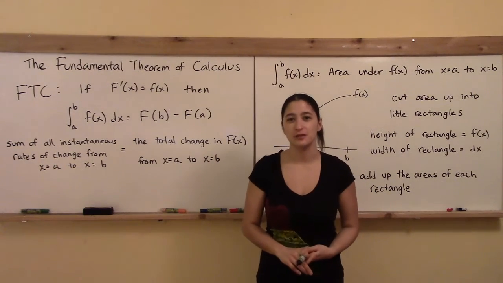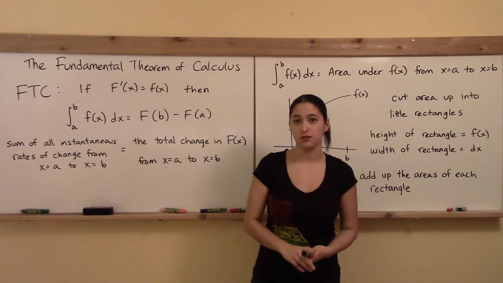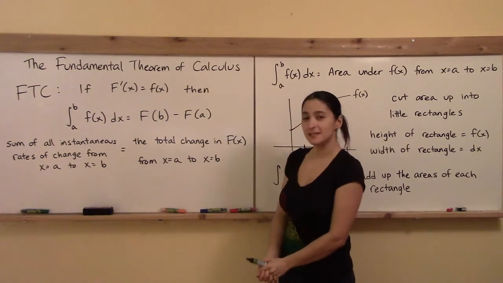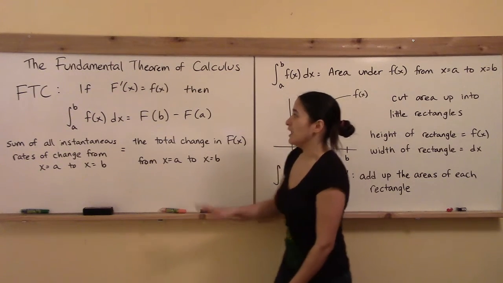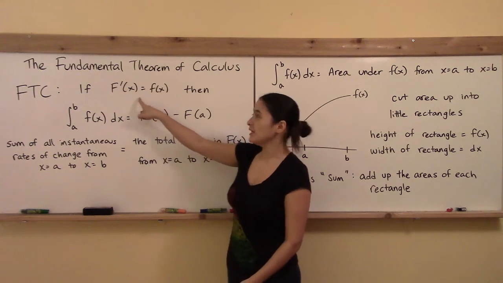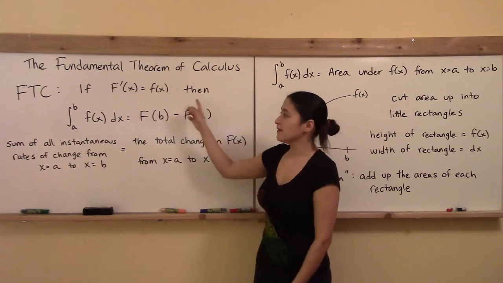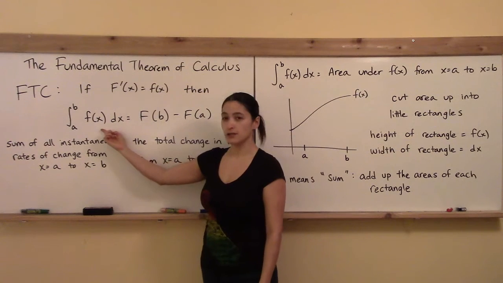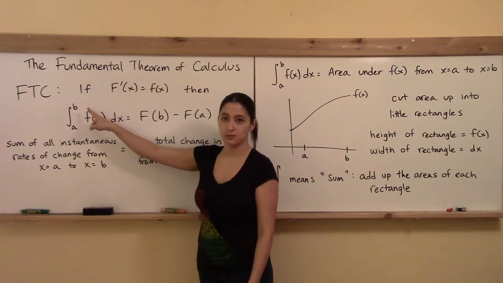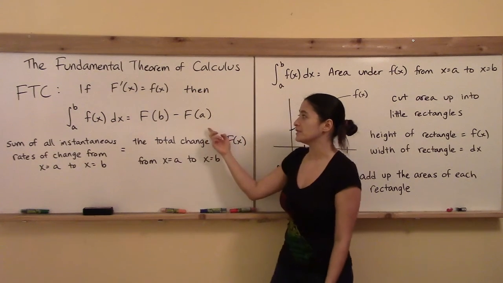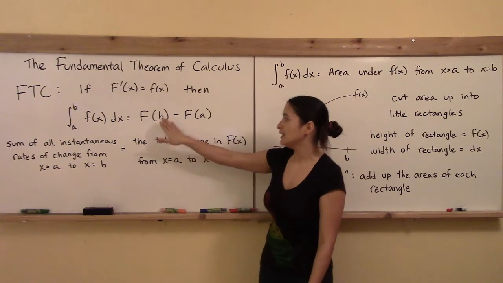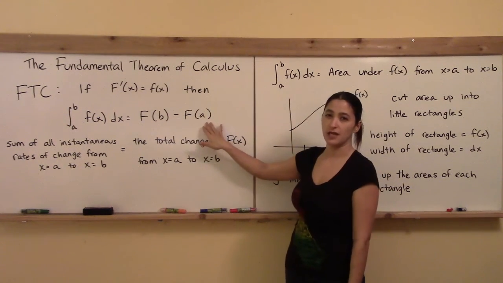This is a theorem that's going to relate derivatives and integrals over a specific domain of the independent variable. Alright, the FTC is stated as follows. If we have a function capital F of x whose derivative f prime is equal to little f of x, then when we integrate little f of x over a specific domain from x equals a to x equals b, that is equivalent to evaluating the antiderivative capital F of x at b and then subtracting the evaluation at a.